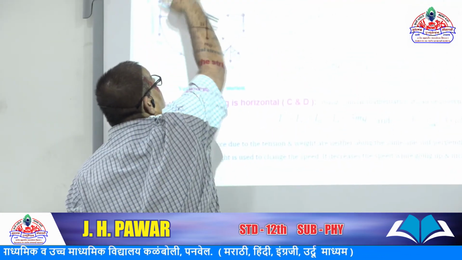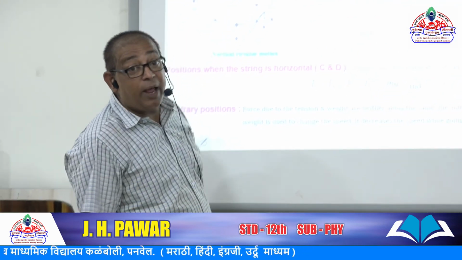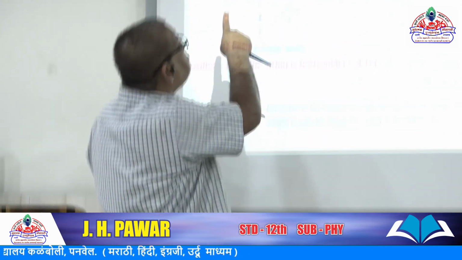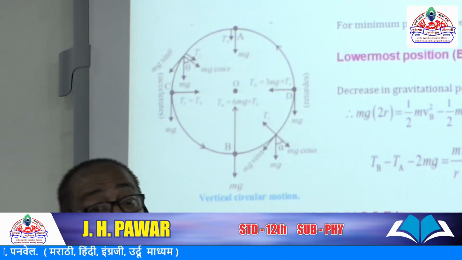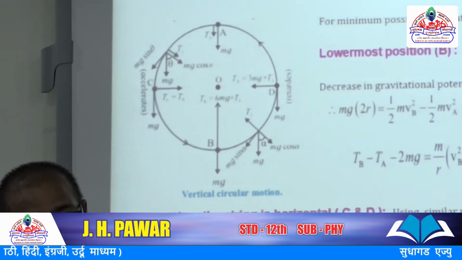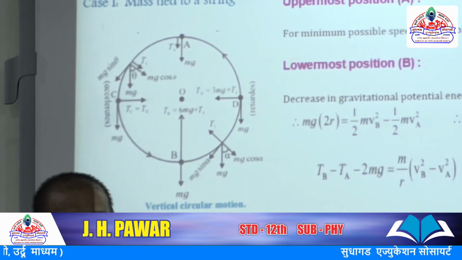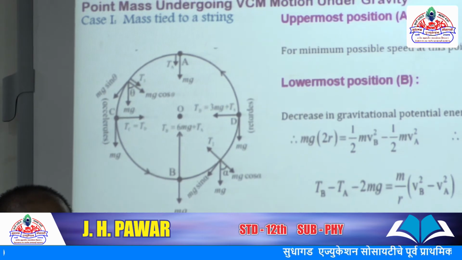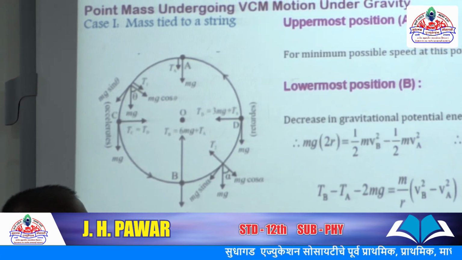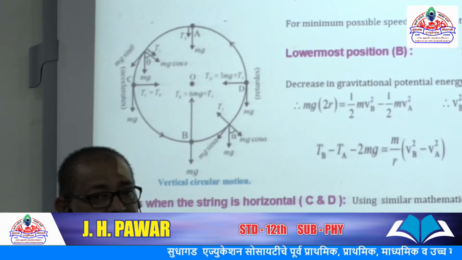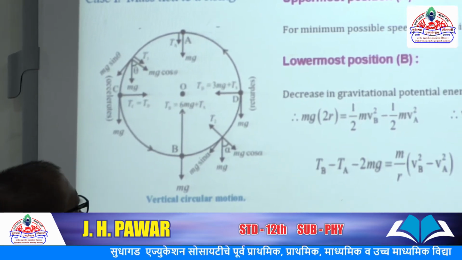In short, when a body performs vertical circular motion, what happens? It is a case of non-uniform circular motion. Every time its speed goes on changing, and it has an accelerated motion, because of this component mg sin alpha, or you can say mg sin theta.